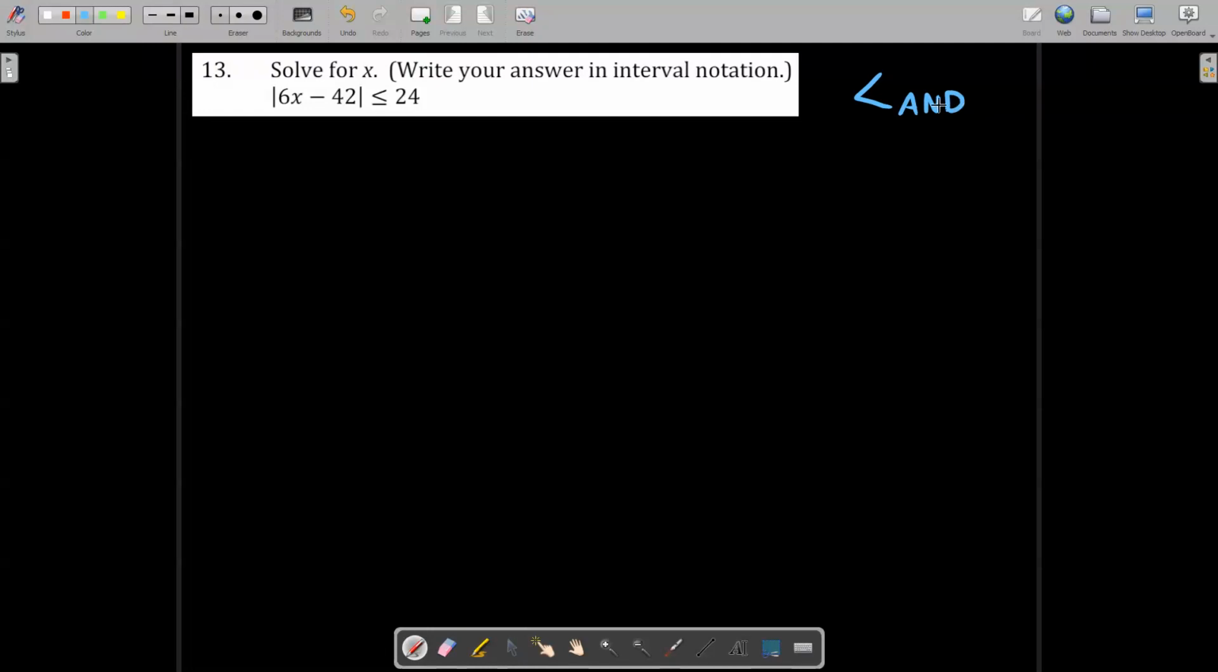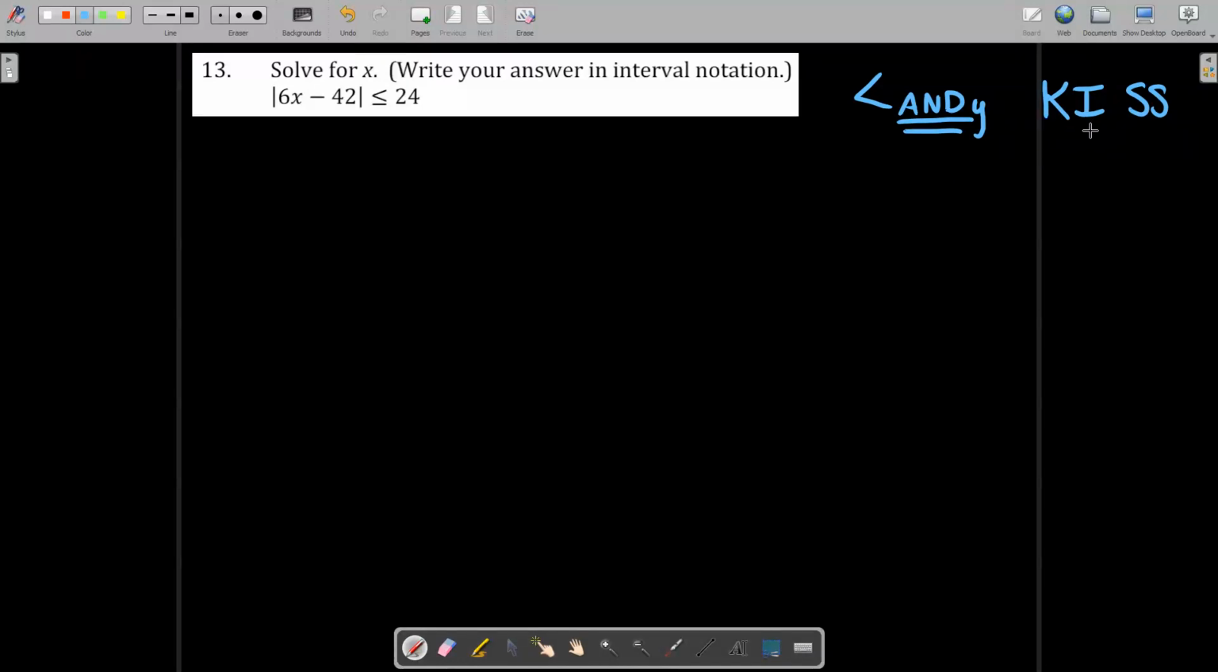So if it's a less than sign, you can spell candy because it looks like a C if you use your imagination, and that's the and word. If it's a greater than sign, it would be or. But you also need to remember the keep it, switch. I'm not going to write it again. You saw it in the previous problem.